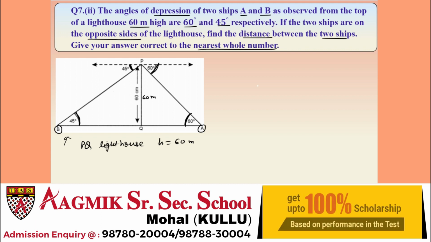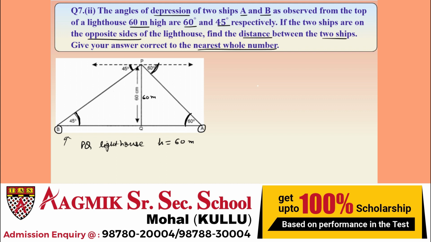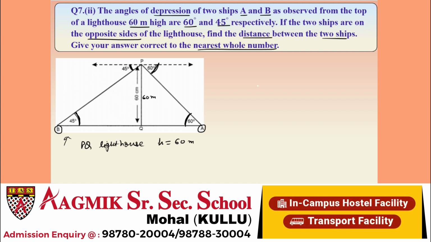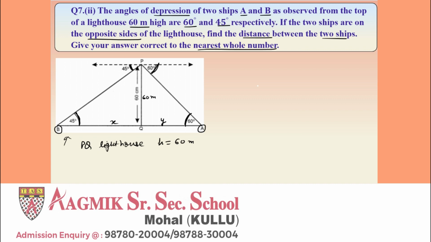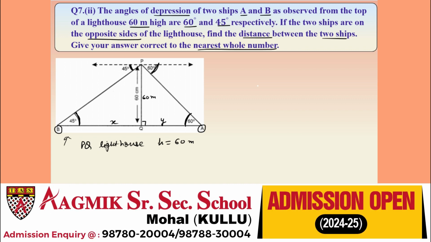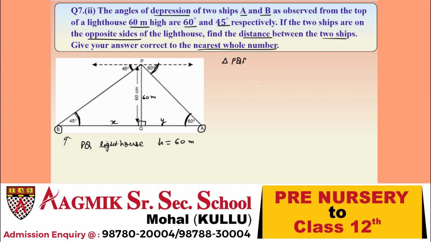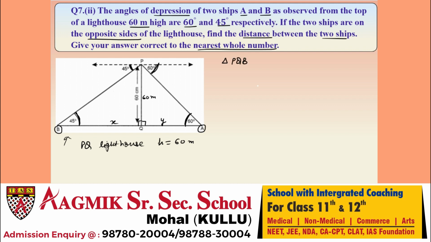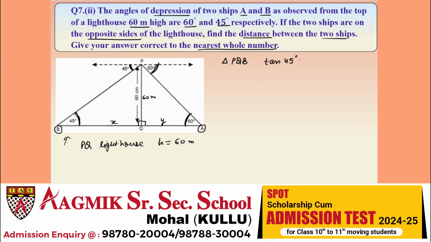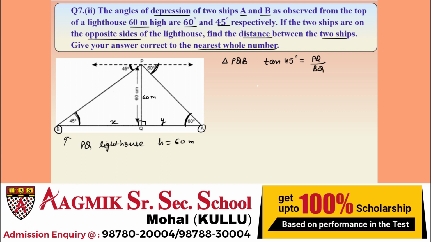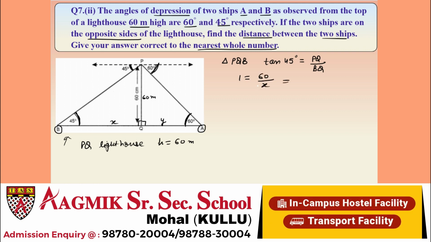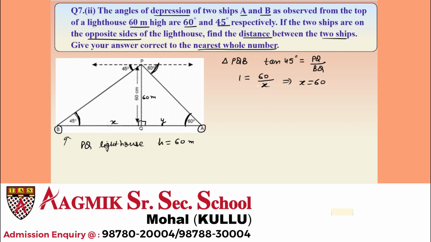Now you need to obtain the distance between the ships. So it will be x plus y. Suppose this is x and this is y. Now this angle would be 90, and this would also be 90. First of all, have a look at triangle PQB. We are interested in perpendicular and base, so let us take tan. We have tan 45 degree equal to perpendicular PQ over base BQ. So 1 is equal to 60 over x, which means x is equal to 60.